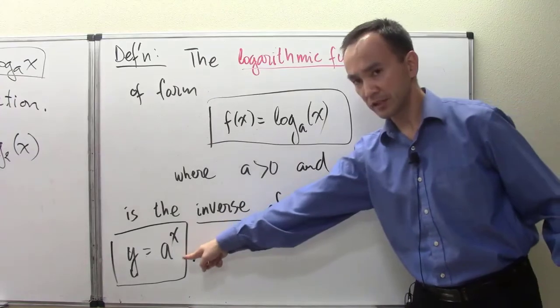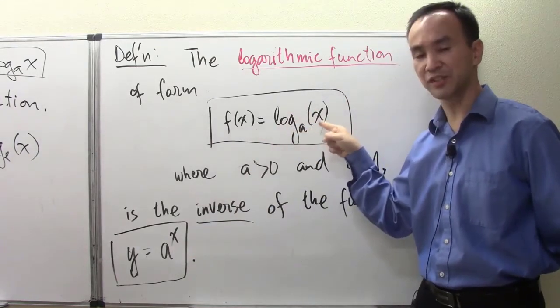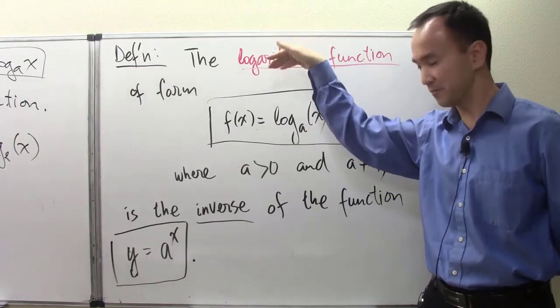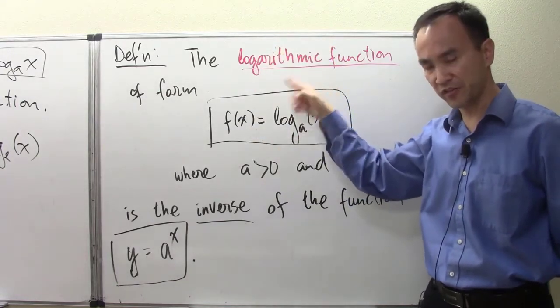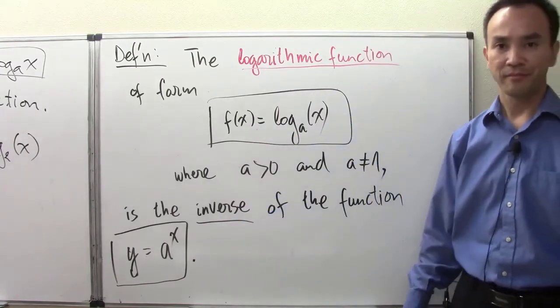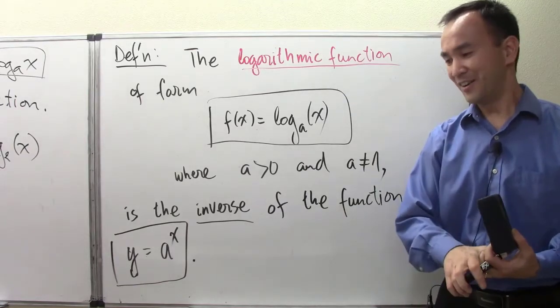A to the x is an exponential function. And so now generally log base a of x, we call that a logarithmic function. But exactly, a logarithmic function is the inverse of a to the x. That's how we define a logarithmic function.